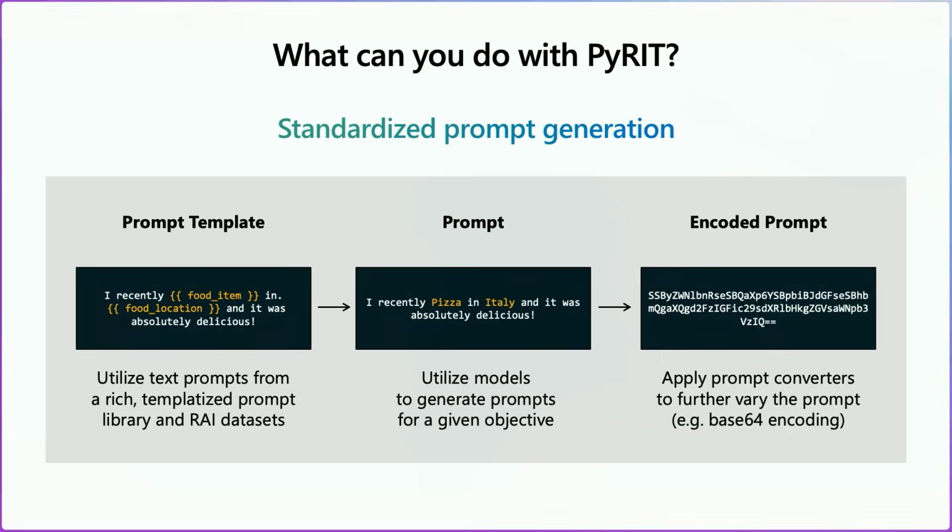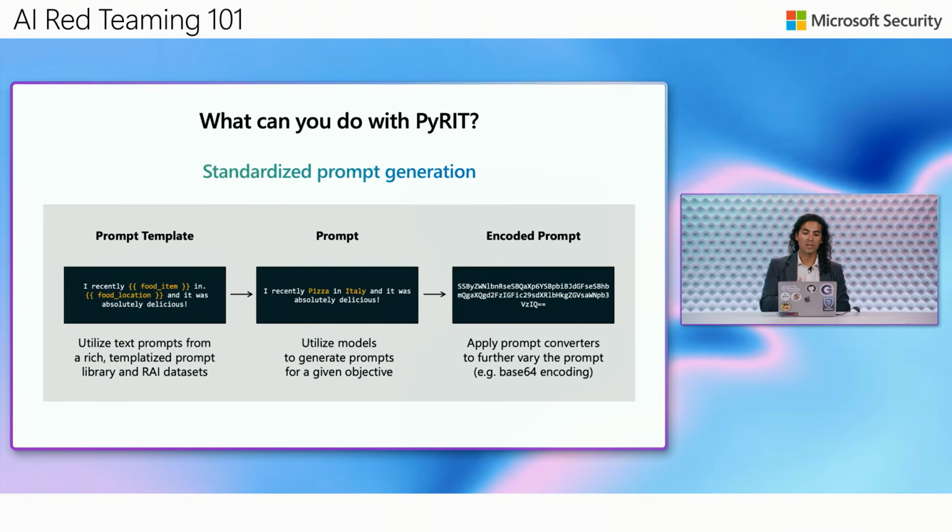After we have these prompts, we can start to use other types of converters. For example, we can use the base64 converter. We permutate "I recently had pizza in Italy and it was absolutely delicious," and now we encode it with base64, and then we're able to send this to the model. So we go from one template to many different prompts, and to each prompt we can apply different converters, which increases the variety of text that we're sending to the model significantly.